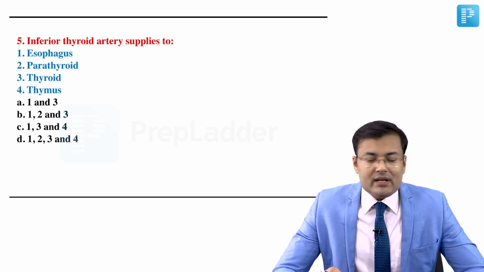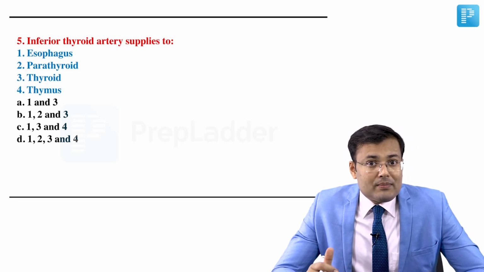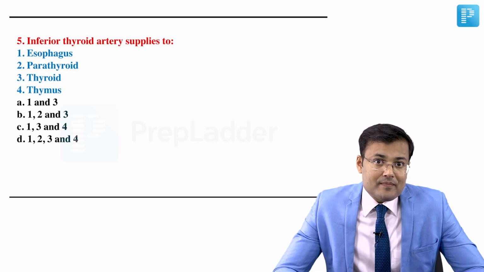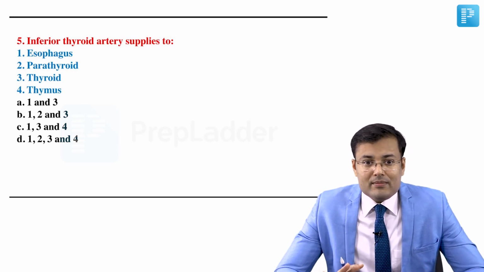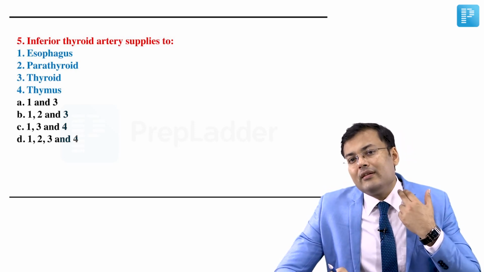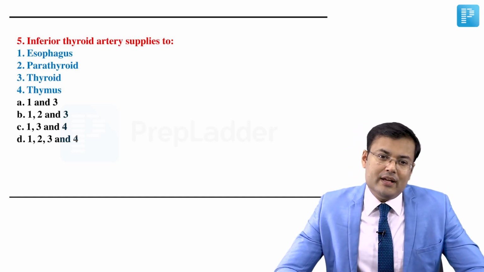Why do we ligate the inferior thyroid artery close to the thyroid? Because the parathyroid supply comes from a branch of the inferior thyroid artery which is an end artery. Clear? So thyroid and parathyroid both are supplied by the inferior thyroid artery, and the cervical part of the esophagus also receives its blood supply from the inferior thyroid artery.